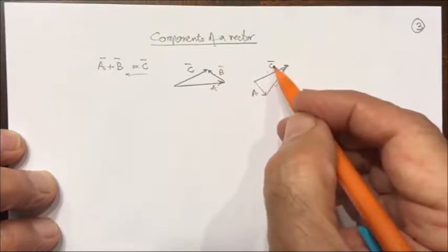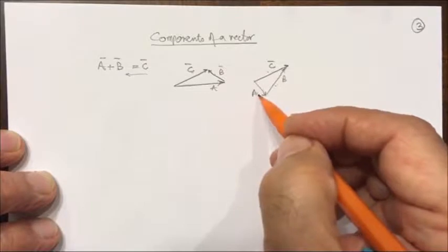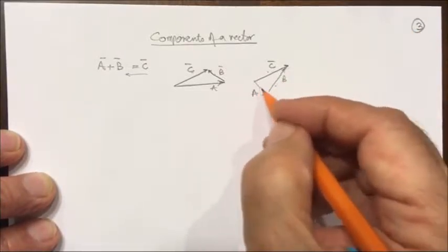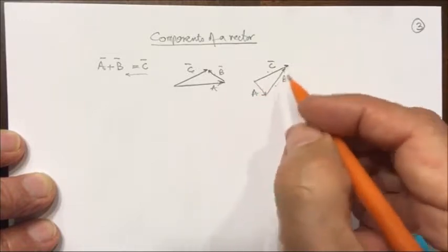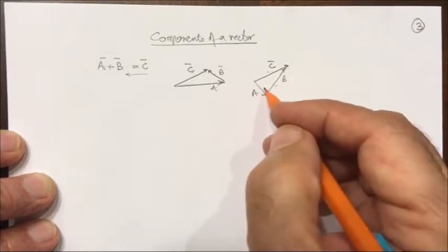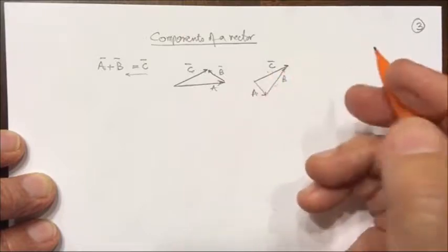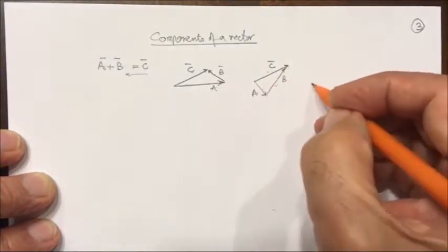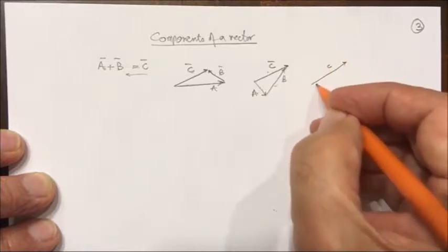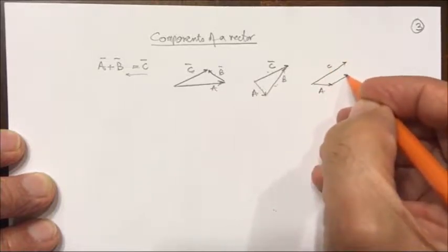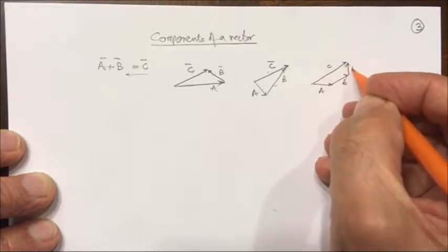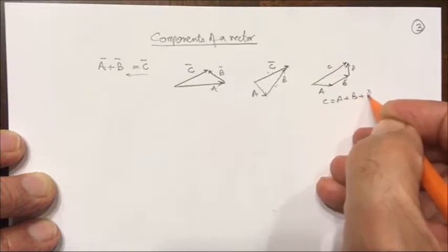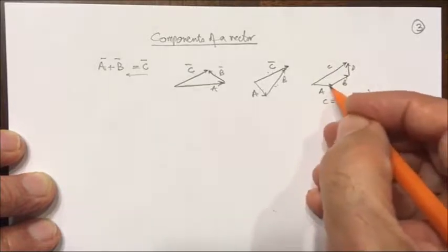So in other words, we can break C into any number of possible components. You can make an infinite number of combinations of A and B to get the C. You could even break C into more than two vectors. You could break the vector C into a vector A, a vector B, and a vector D. So C is now A plus B plus D. So you can break the vector C into any number of components.